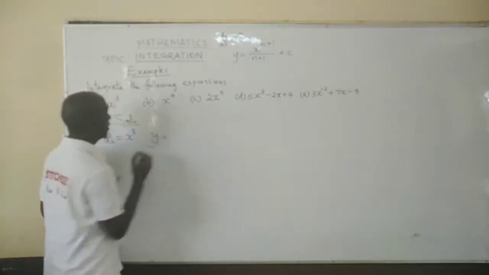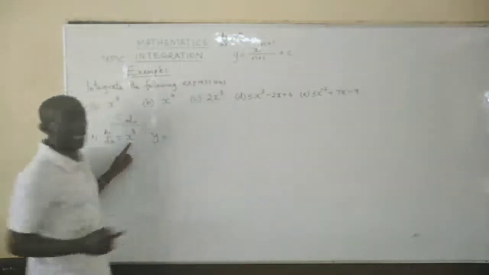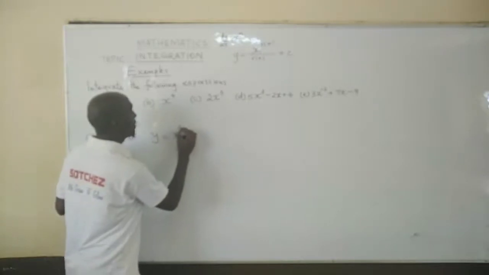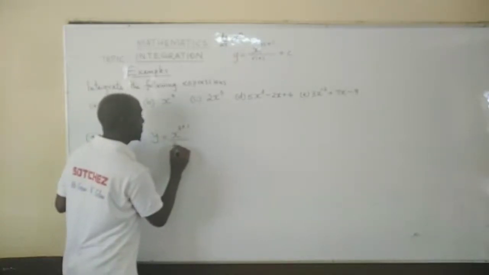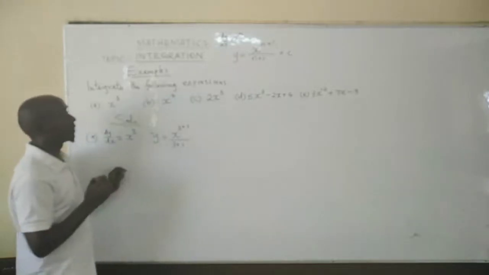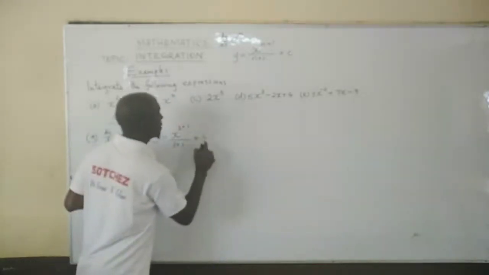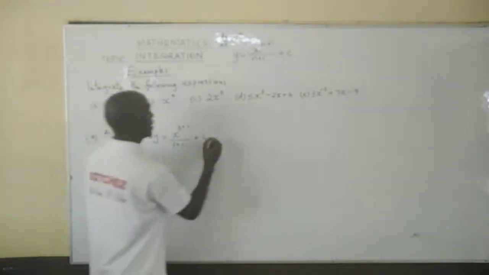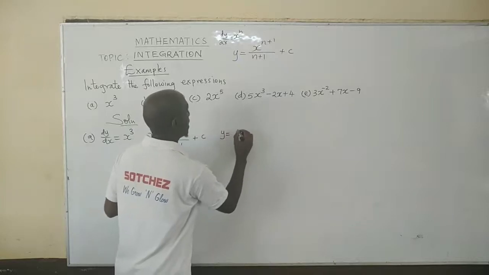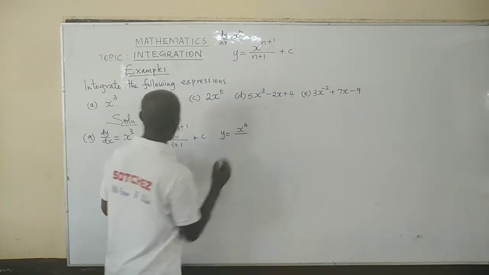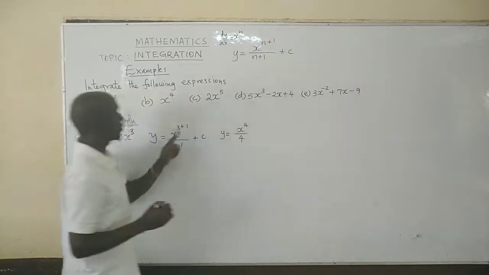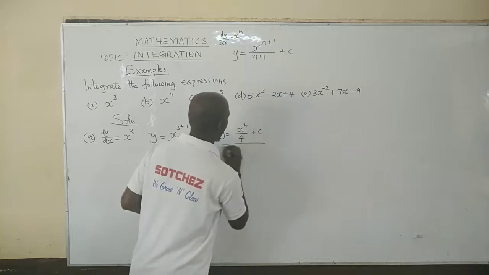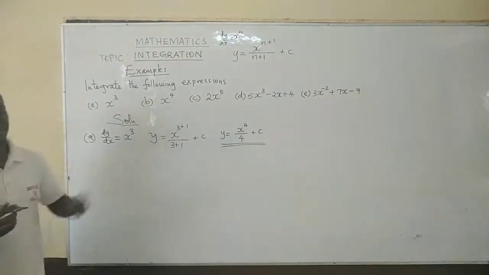So in this case we have x power 3, therefore our answer will be y is equal to x power n plus 1 over n plus 1. Our n is 3. So we will have x power 3 plus 1 over 3 plus 1, then plus a constant c. We just write c because it can be any constant. Then simplify, you will have y is equal to x raised to power 4 over 4, because 3 plus 1 is 4, plus a constant c. So this is the answer to part A. We have integrated.